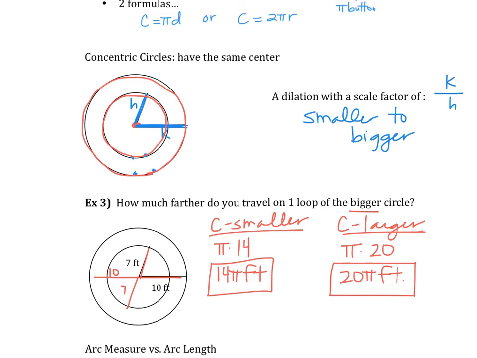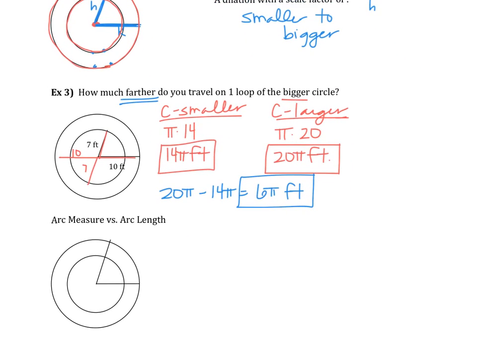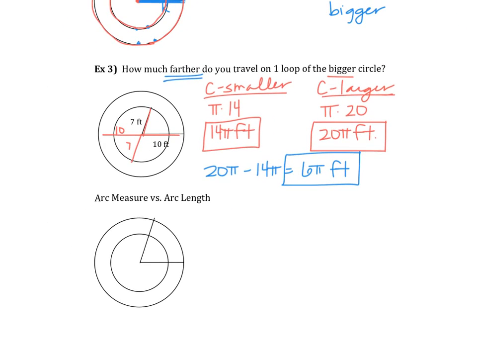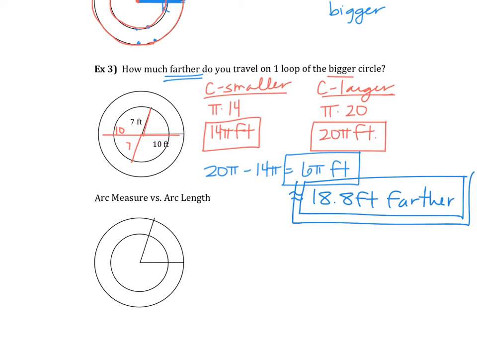So think about what they asked. How much farther do you travel on one loop of the bigger circle? That's just difference, right? How much farther it is would be 20 pi minus 14 pi, or 6 pi feet. And last time I checked, it didn't make a whole lot of sense to say something was 6 pi feet long. So instead what we do is we just plug that in, 6 times 3.14, or hit your pi button. That's about 18.8 feet farther that you would travel on the bigger circle than you would on the smaller circle.